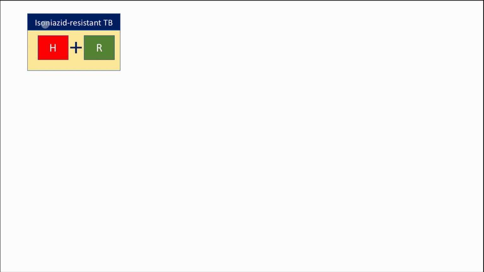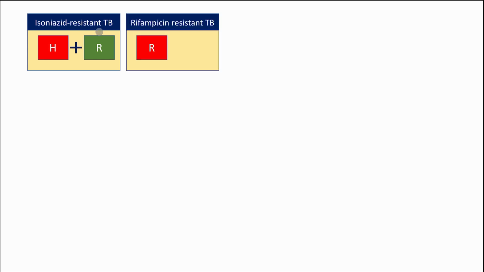So what is called isoniazid resistant TB? Isoniazid resistance means there is resistance to H as well as sensitivity present to R. So don't forget this. If there is resistance to H, there should be sensitivity to R. This green means this is sensitive. Okay, resistance to H is called your isoniazid resistant TB.